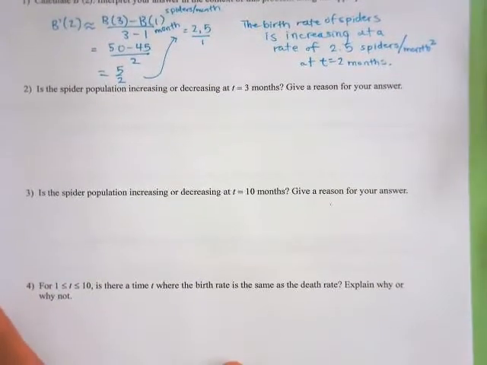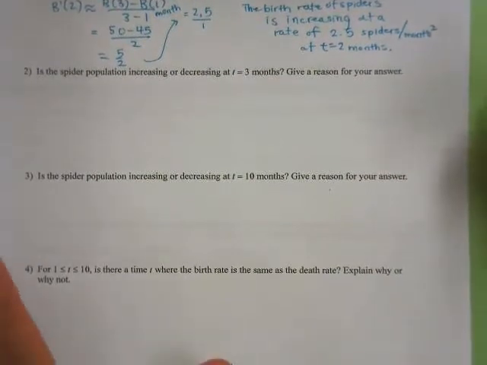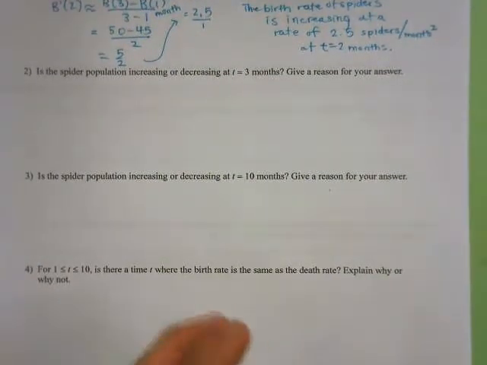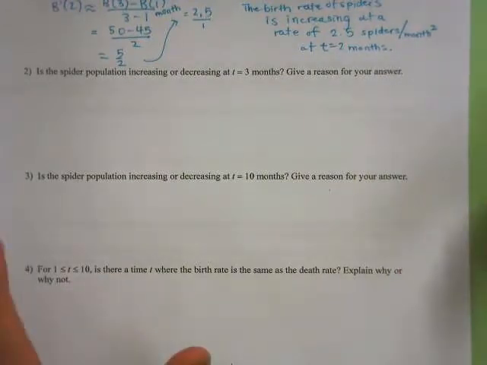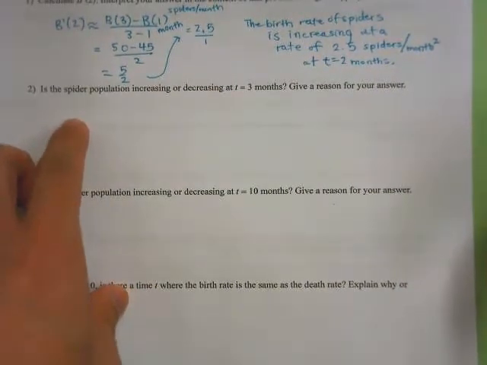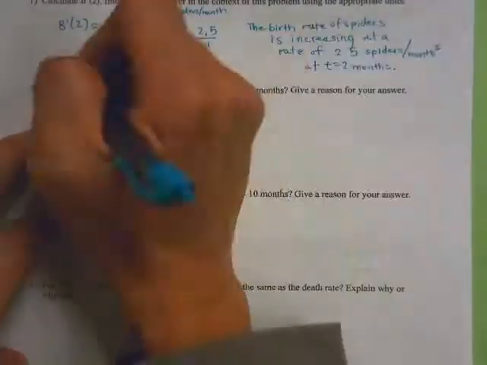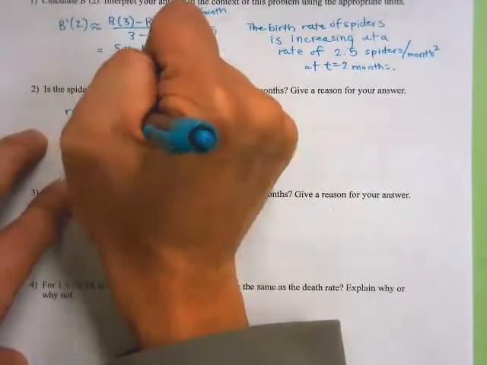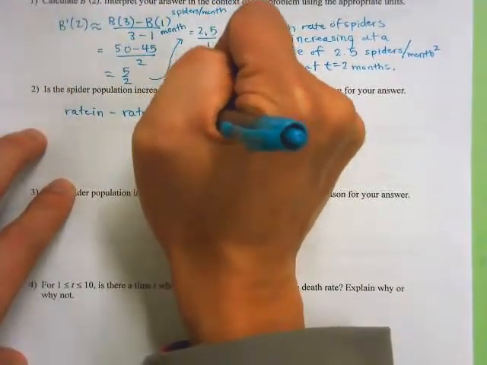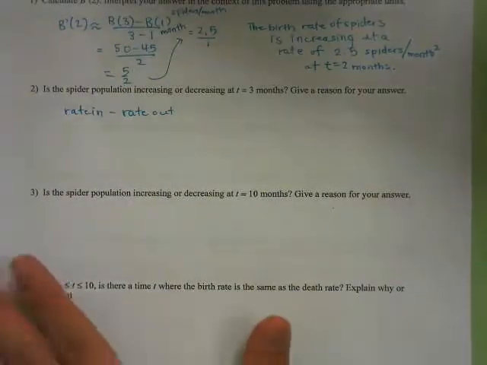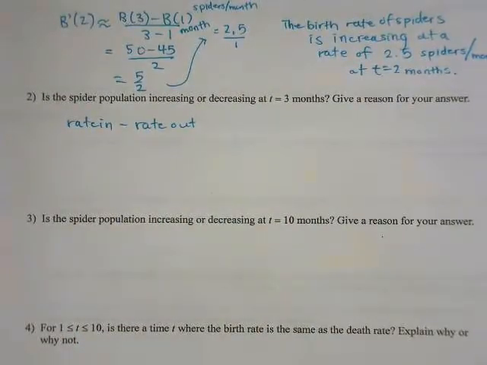Now the new ones, and I'll also let you know, after we do number 2, 3, and 4, I feel like we're not even doing calculus, but when we get back to the integrals, we'll do this one more time, and you'll see why we have to use the calculus. Is the spider population increasing or decreasing at t equals 3 months? Give a reason for your answer. This is why it's called rate in, rate out problems, because this is going to be your setup when they're asking you if the spider population is increasing or decreasing. You need to consider the rate coming in and the rate going out, in this case, the birth rate minus the death rate.